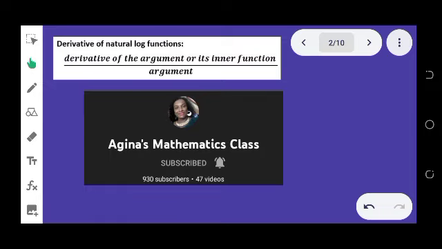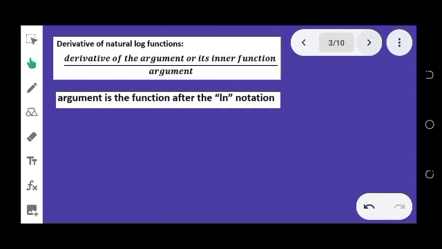So, going back, the formula that we're going to use in order to find the derivatives of natural logarithm functions, the easier way, is the derivative of the argument or its inner function all over the argument. Now, when we talk about the argument, it is the function after the ln notation.